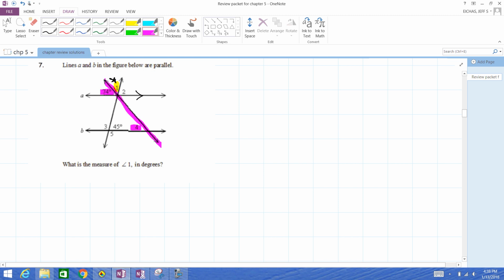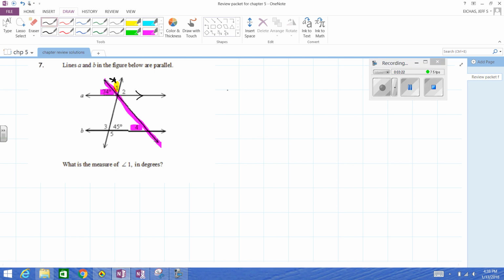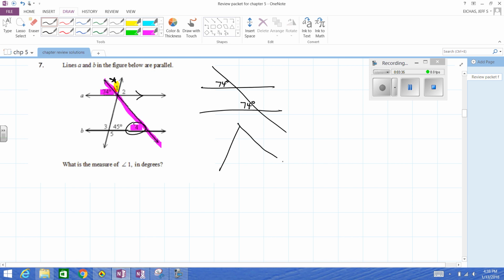That's 74, and this angle right here are in the same position. So if we ignore that other transversal just for a minute, what we have is a 74 here, and then we're going to get a 74 down here. What's that going to lead us to? So we got a 45. We've got a 74 now, right? Because the 45 is right here, the 74 is there. We can figure out that angle.